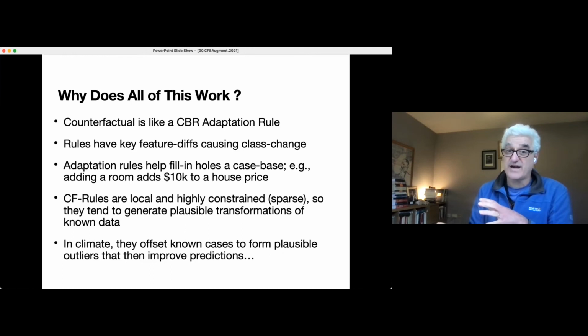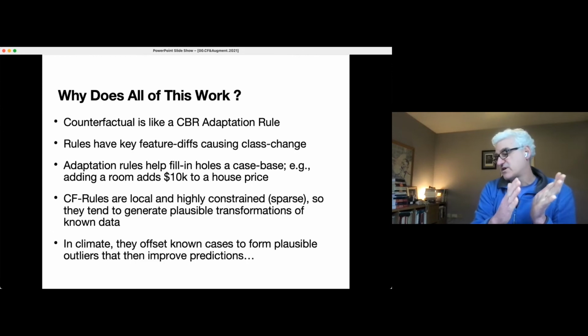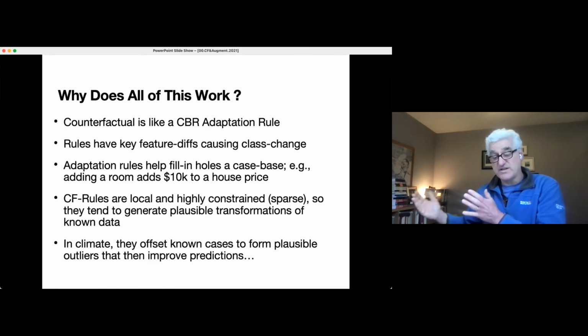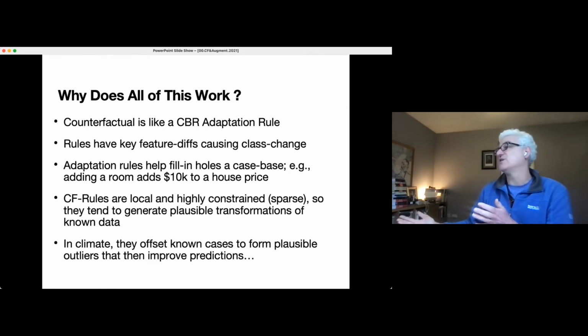And our view is that these counterfactuals are exactly that, but they're a specific type of adaptation rule. They're telling you the feature differences which lead to class changes, essentially. And they're highly constrained. We're only talking about changing one or two features, which means that they're very controlled in the perturbation that they're carrying out, unlike blind perturbation. And so the likelihood is that these are very plausible transformations. So what we're doing, in a sense, is taking plausible transformations which have occurred historically, and adapting them to generate new data points which seem to be plausible transformations for the future.